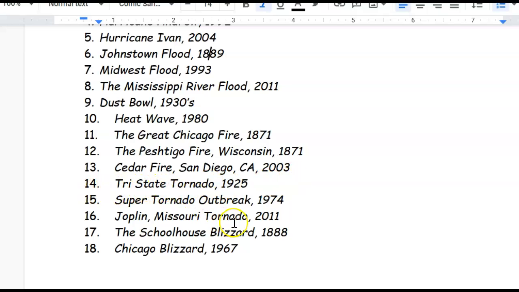Then we're going to look at some tornadoes, things that we lived through in our own area. There was the tri-state tornado in 1925. 3 states. One tornado went through 3 different states. Amazing. And then there was the super tornado outbreak of 1974. I remember that one as a little girl. That was a terrifying one. And then just a few years ago, the Joplin, Missouri tornado that wiped out the whole city of Joplin, Missouri.